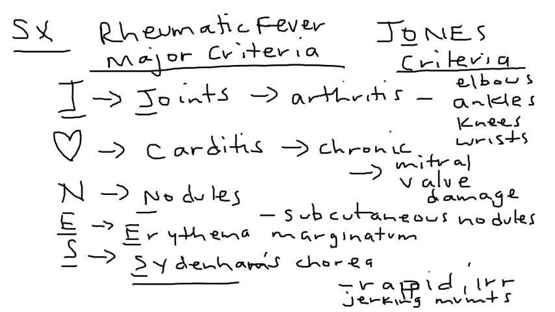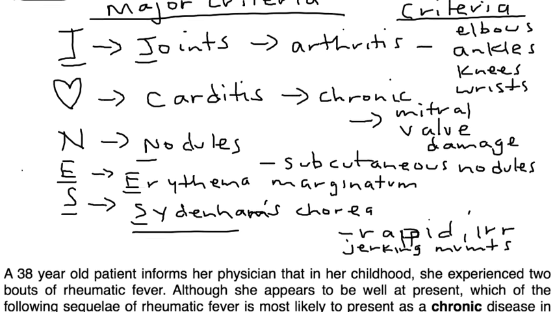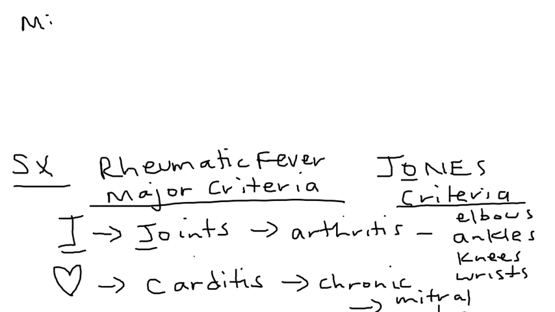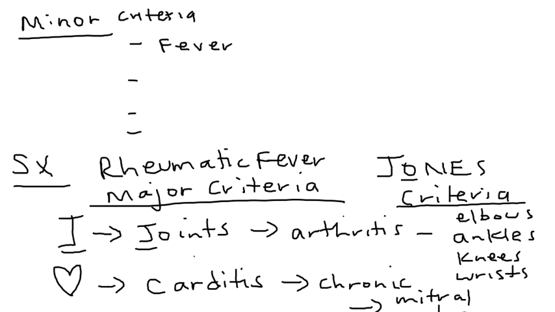So if you have major criteria, then you must have minor criteria. So what are the minor criteria? Well, there's only 4. One of them is fever. Well, obviously, rheumatic fever, you'd think fever would be somewhere in there. The next one is muscle pain or arthralgia.